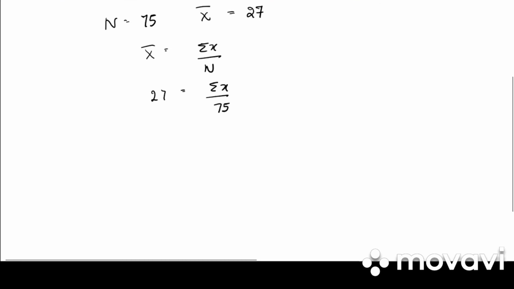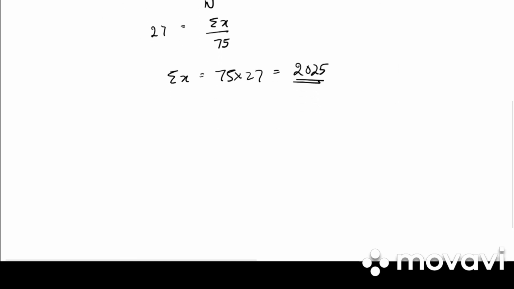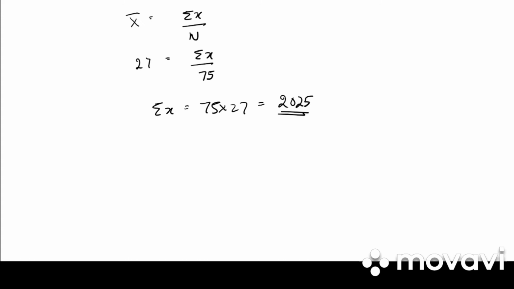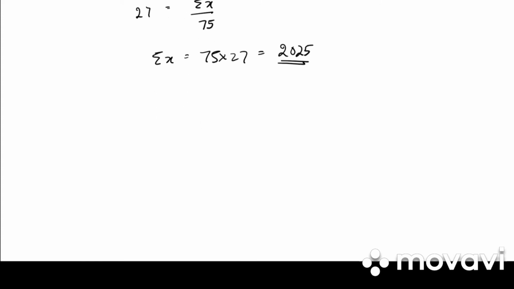So x bar is equal to summation x by n. 27 is equal to summation x by 75. Summation x will be 75 into 27, that is 2025. So we need to find corrected x bar.